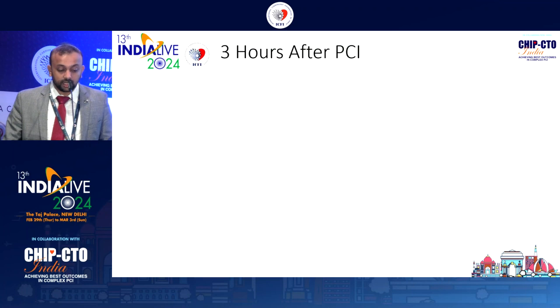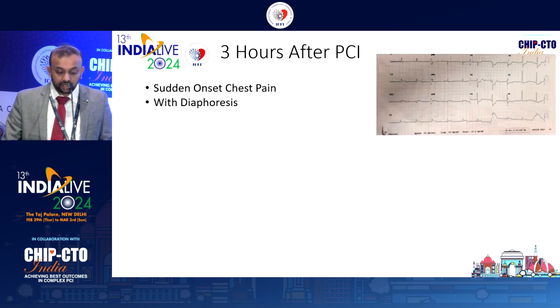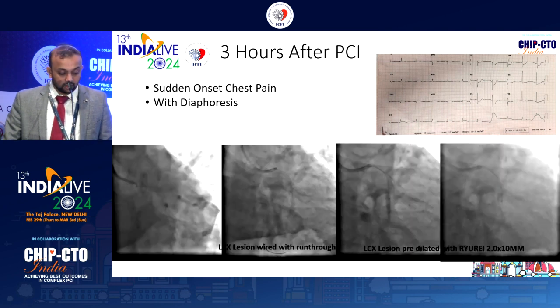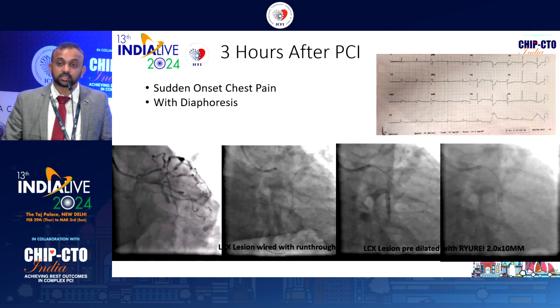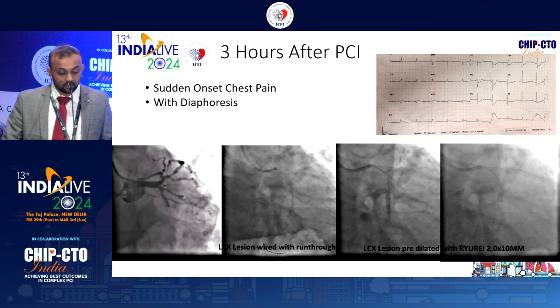Three hours into the ICU, I get a call. The patient complains of sudden onset chest pain, is diaphoretic, and pressures are borderline. We get an ECG, which shows steep ST depressions in leads V1, V2, and V3, which were not there post-plasty. So we call him back for a check angio, and it reveals a stent thrombosis. The thrombus is extending into the proximal part of the LCX. So where did we go wrong?